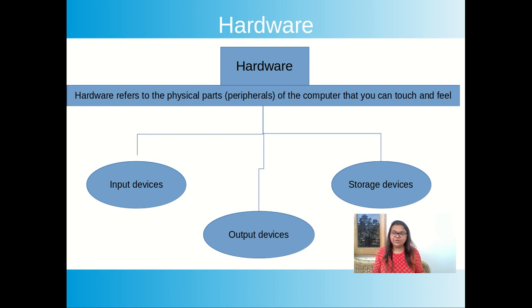Now put the heading as storage devices and write any 5 storage devices. For this you must be thinking really hard, because some of them are common, but for some you have to think. So you must have written at least 3 by now. Keep writing.